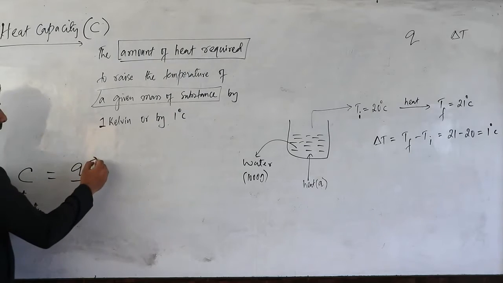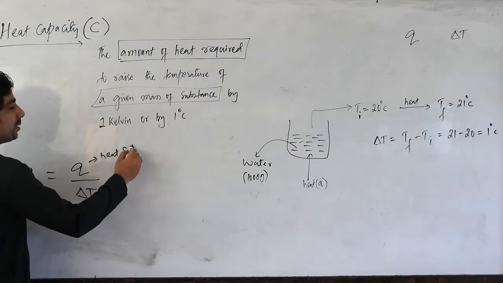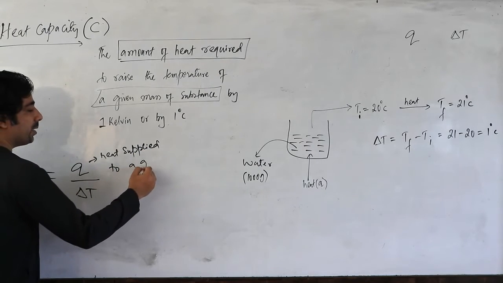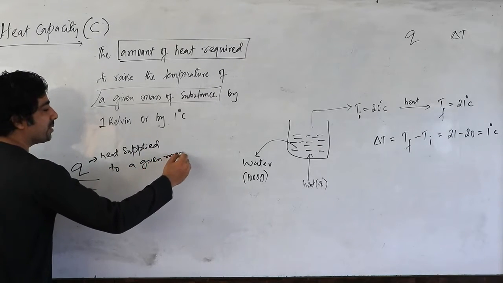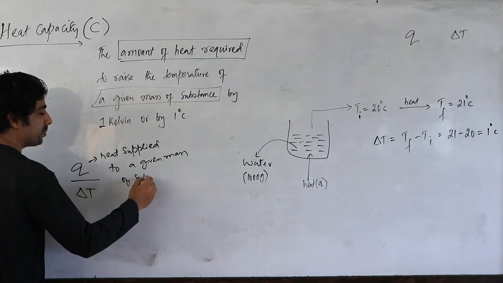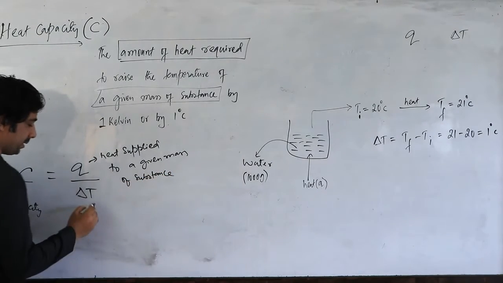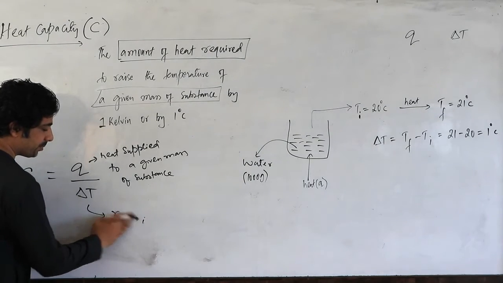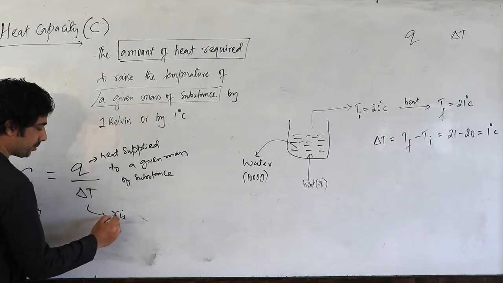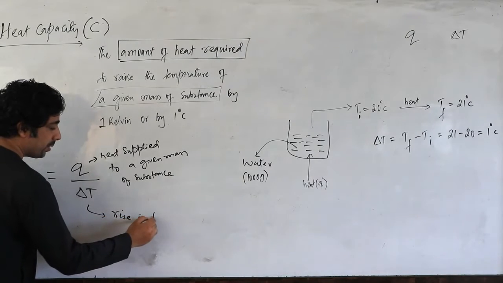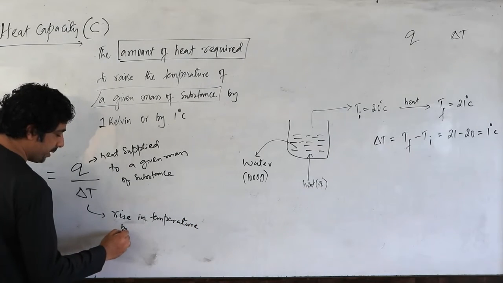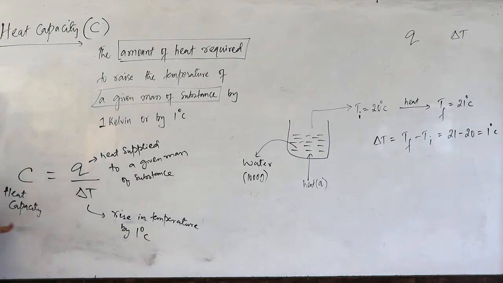Okay. This is the heat supplied to a given mass of substance, and delta T is the rise in temperature by 1 degree Celsius. So this is the equation for the heat capacity, my dear friends.